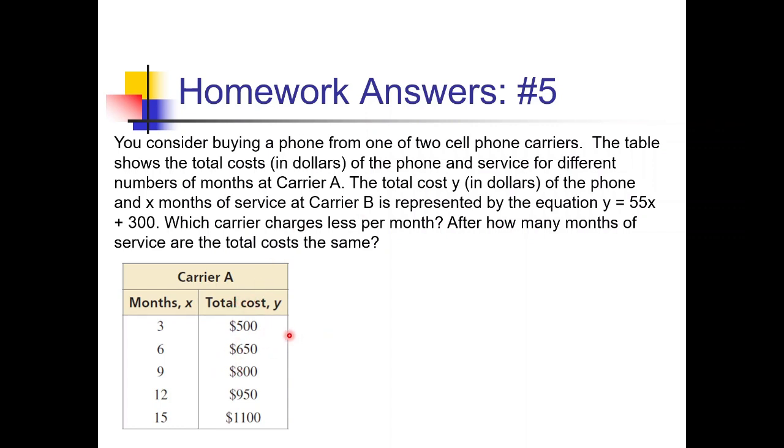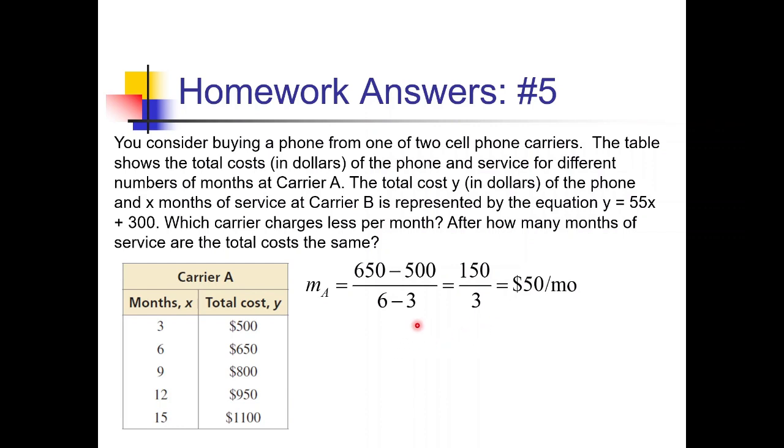So I'm going to write that my slope is going to be basically y2 minus y1 over x2 minus x1. We're going to just take 2 points out of here and use them. So I'm going to use the first 2 points. So we're going to have 650 minus 500, so that's the change in y, divided by 6 minus 3, the change in x. That's 150 over 3, and that's going to give us 50. So that's $50 per month that we're being charged on this.